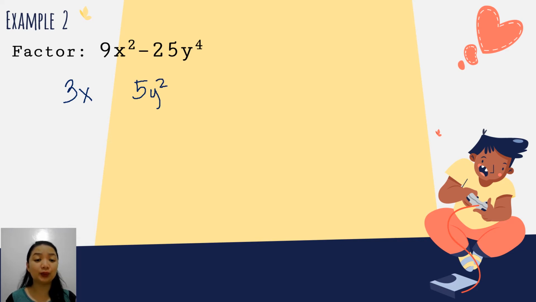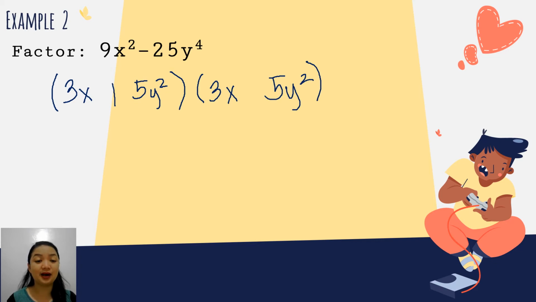And then the two factors, we enclose them in a parenthesis and then express it as sum and difference. So we write another here. So we have 3x again and 5y squared. So we have the sum and the difference of two terms. So there you have it. This is the answer whenever we factor out 9x squared minus 25y to the 4th.